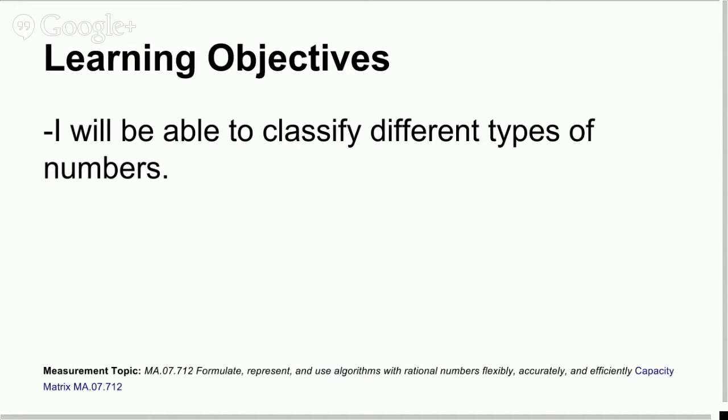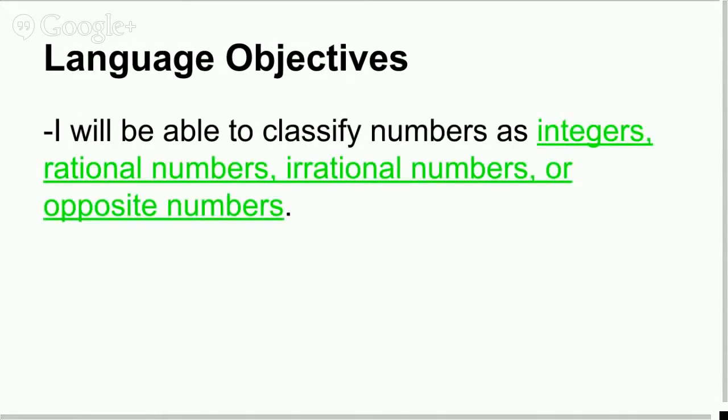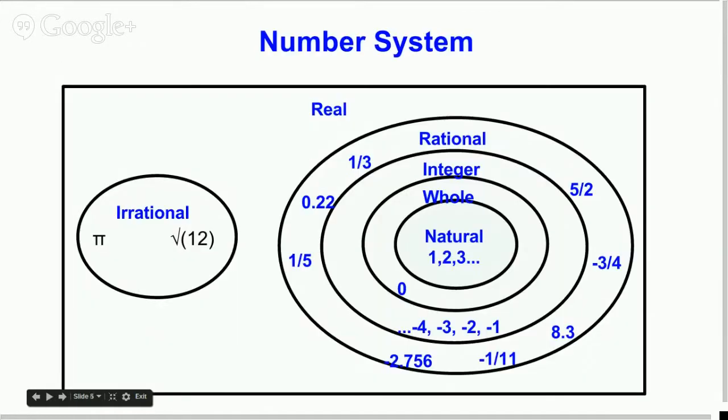Okay, these are our learning objectives for today. We're going to classify different types of numbers, and this goes with this measurement topic. We're going to learn 4 big words today: integers, rational numbers, irrational numbers, and opposite numbers. So that's our big focus for today.